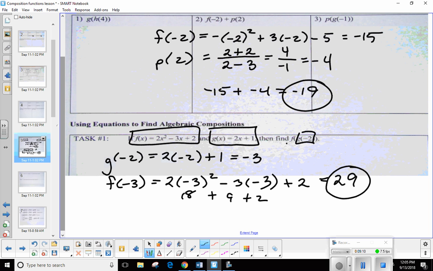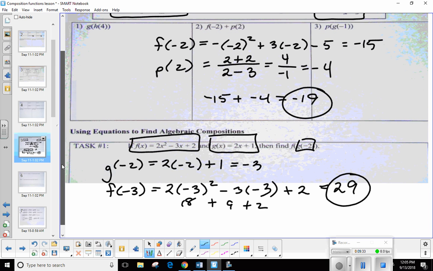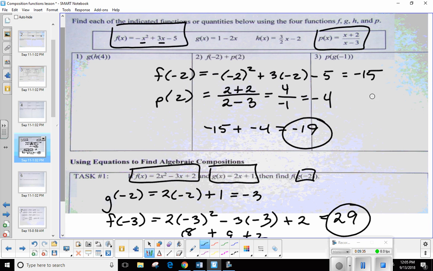Okay, is there any questions on where I got any of those values? Okay, we started with the negative 2. I plugged it into g. I got this answer of negative 3. And now I plug this into the very next function. Okay, 29. Okay. Now, the reason I wanted to go ahead and do another one was, again, just to get a little more practice for one that actually works. So let's go back up here now, take a look at number 3.